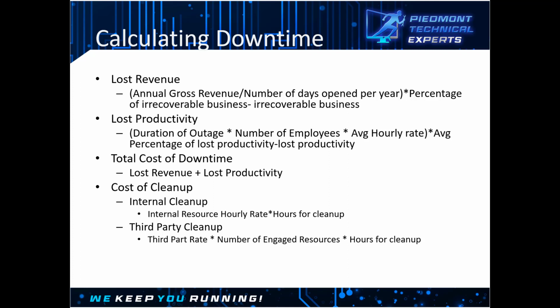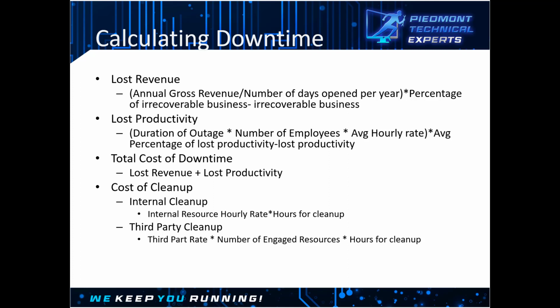Next, we're going to calculate lost productivity. This is the money you lost because your employees were not able to work. And this includes you. All right, so that's the duration of the outage. For ransomware, typically a cleanup is going to be between 4 and 8 hours. So you can assume the duration of your outage is going to be somewhere in that 4 to 8 hour range. It's going to be that times the number of employees times their average hourly rate.